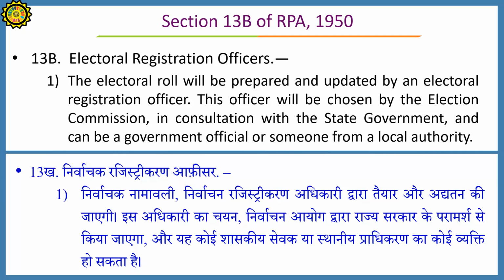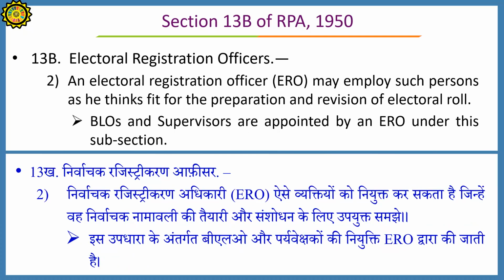Section 13B, Electoral Registration Officers. Its subsection 1 says the electoral roll will be prepared and updated by an electoral registration officer. This officer will be chosen by the Commission in consultation with the state government and can be a government official or someone from a local authority. Subsection 2 says an electoral registration officer may employ such persons as he thinks fit for the preparation and revision of the electoral roll.